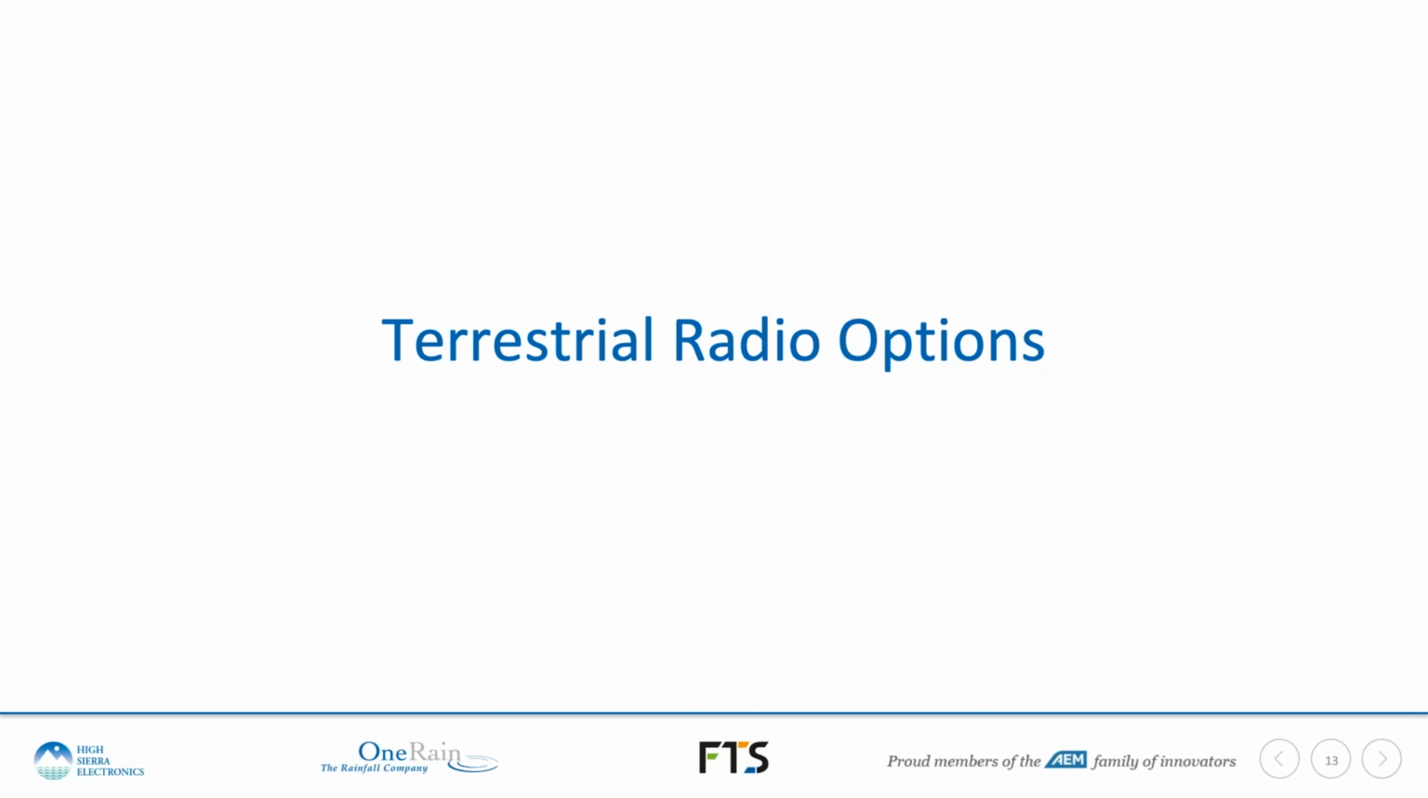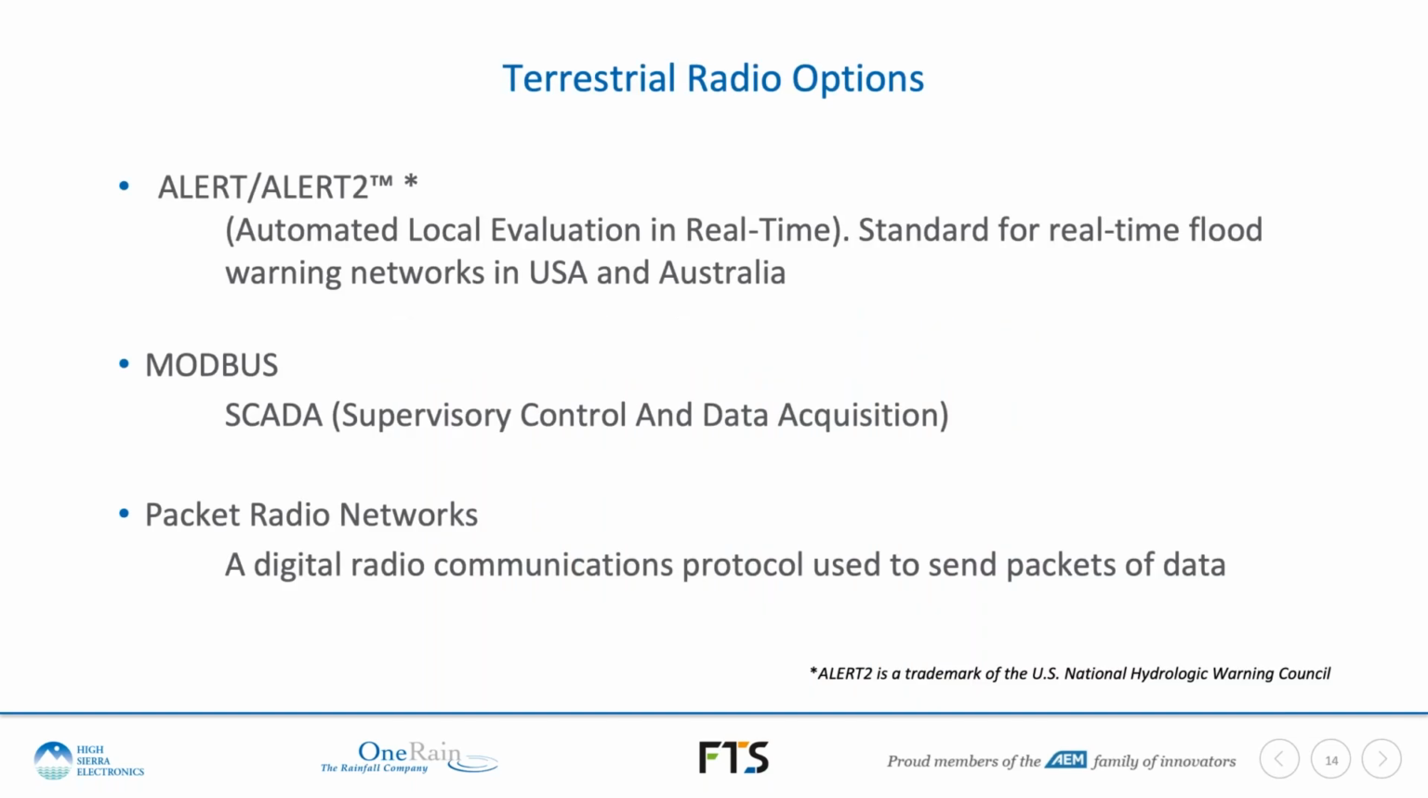Hello, everybody. So we're going to talk about terrestrial radio options. There's three types that we'll discuss. Alert 2, which is the latest generation of alert technology. So we'll focus on what Alert 2 does. And that's a technology that's been in use in the U.S. for a long time and has been supported by the National Weather Service.